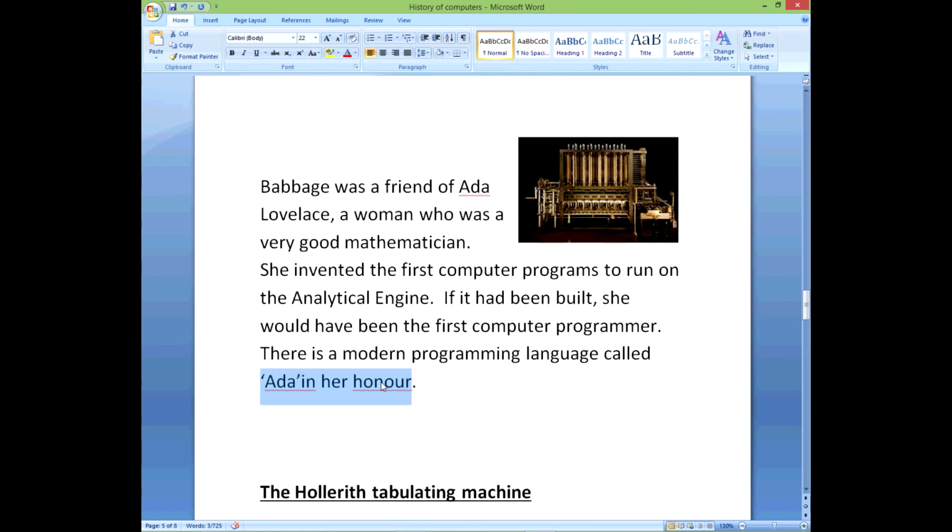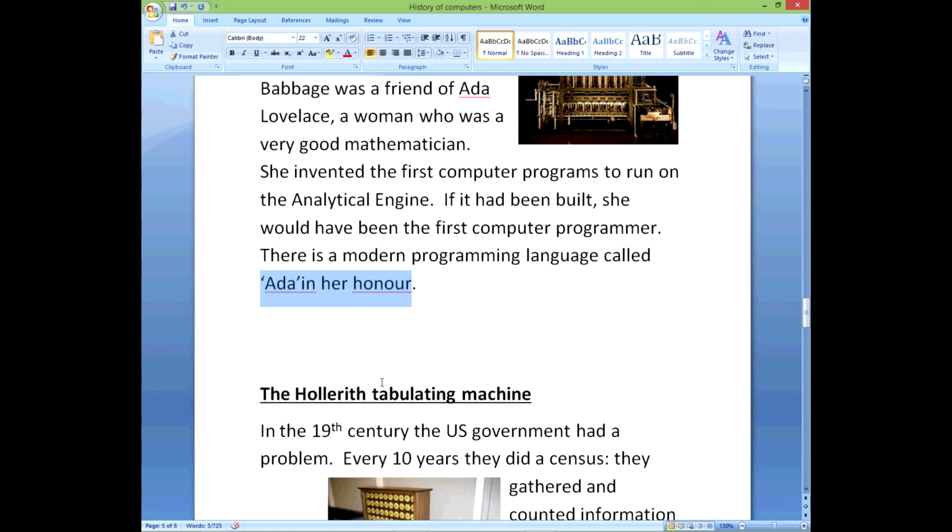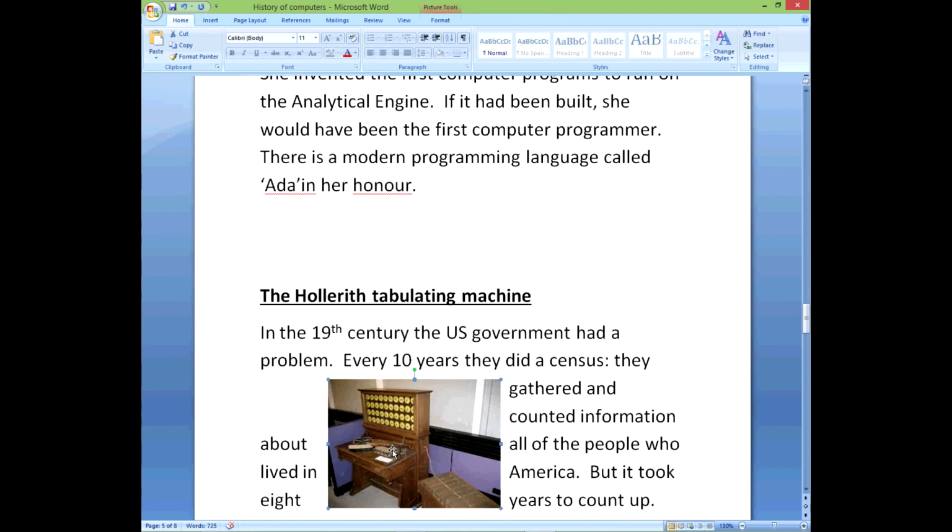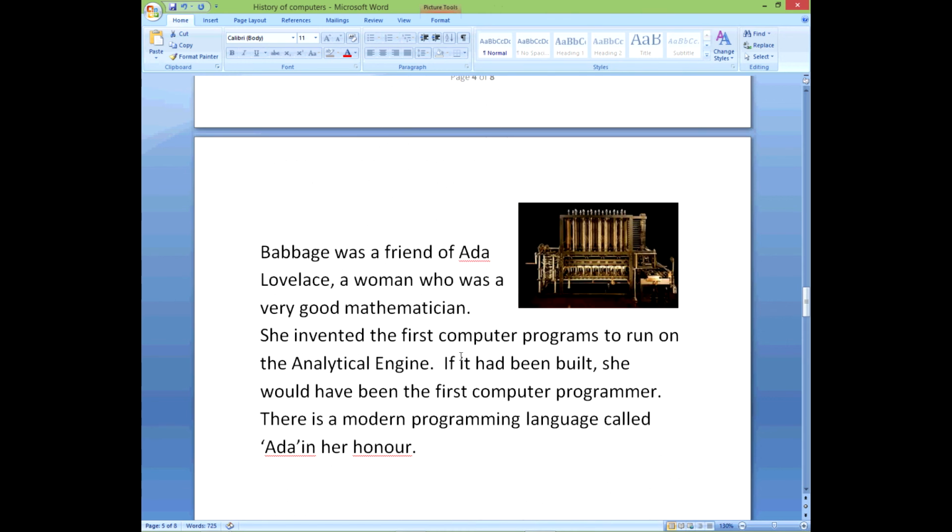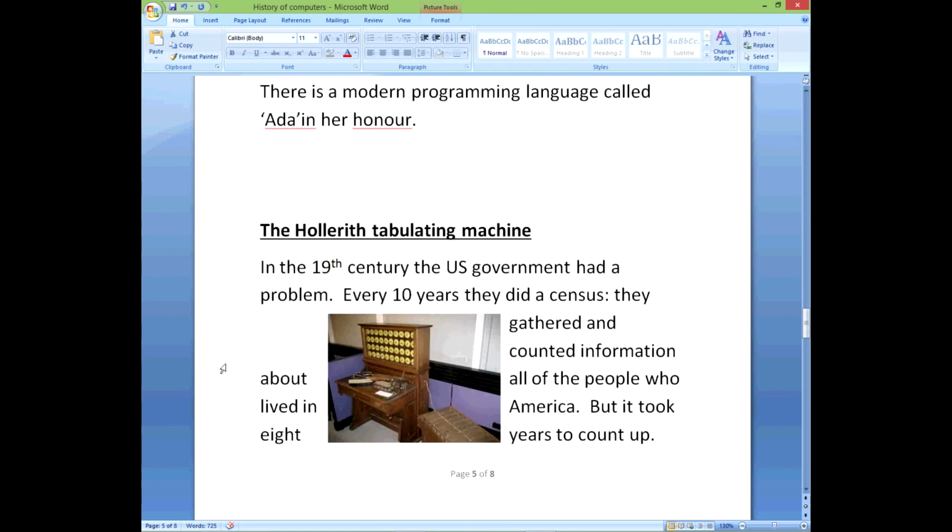Now the way I remember it is, I look at Hollerith as a desk. I look at Babbage as like a closet. Notice the crank on the side right there. So they're going to crank it to turn the machine. Okay.